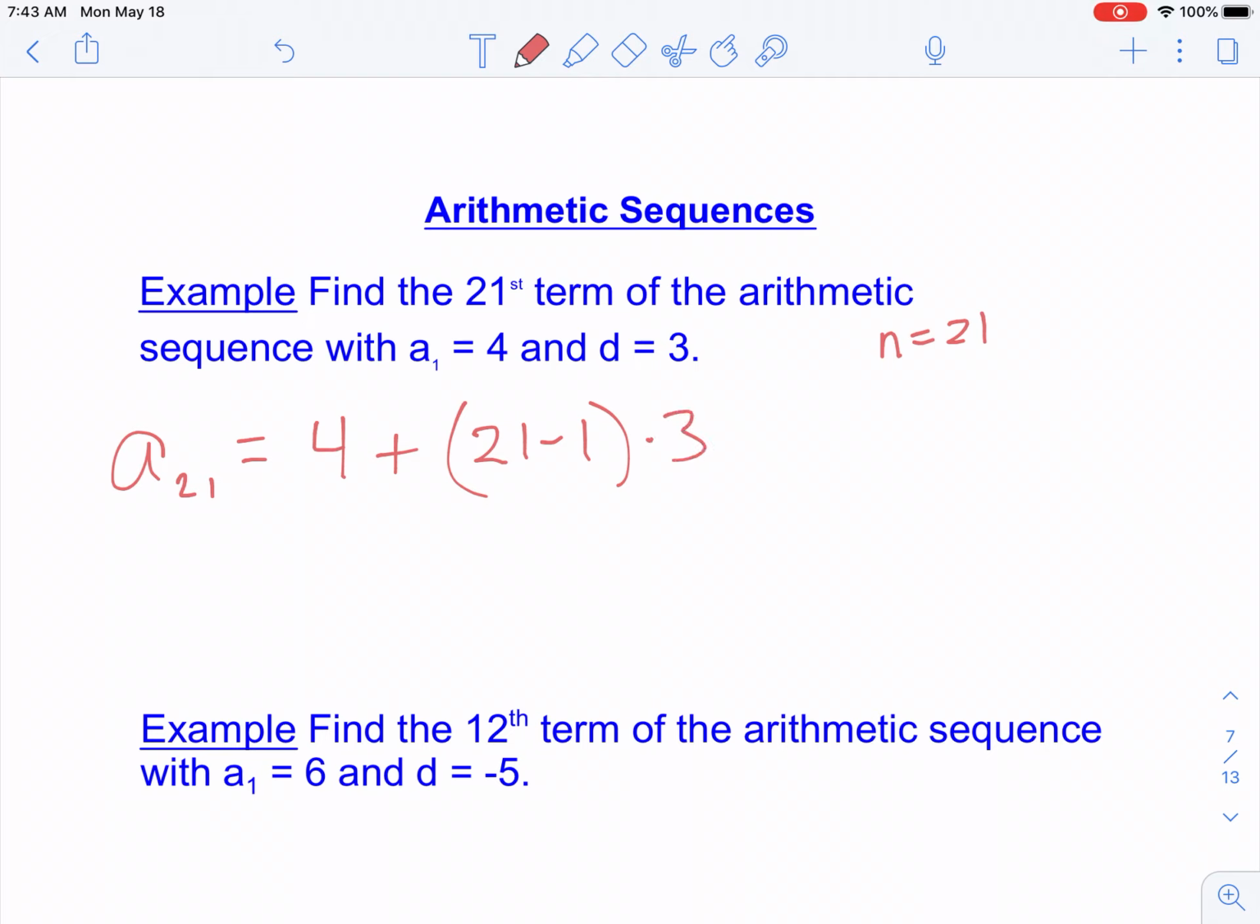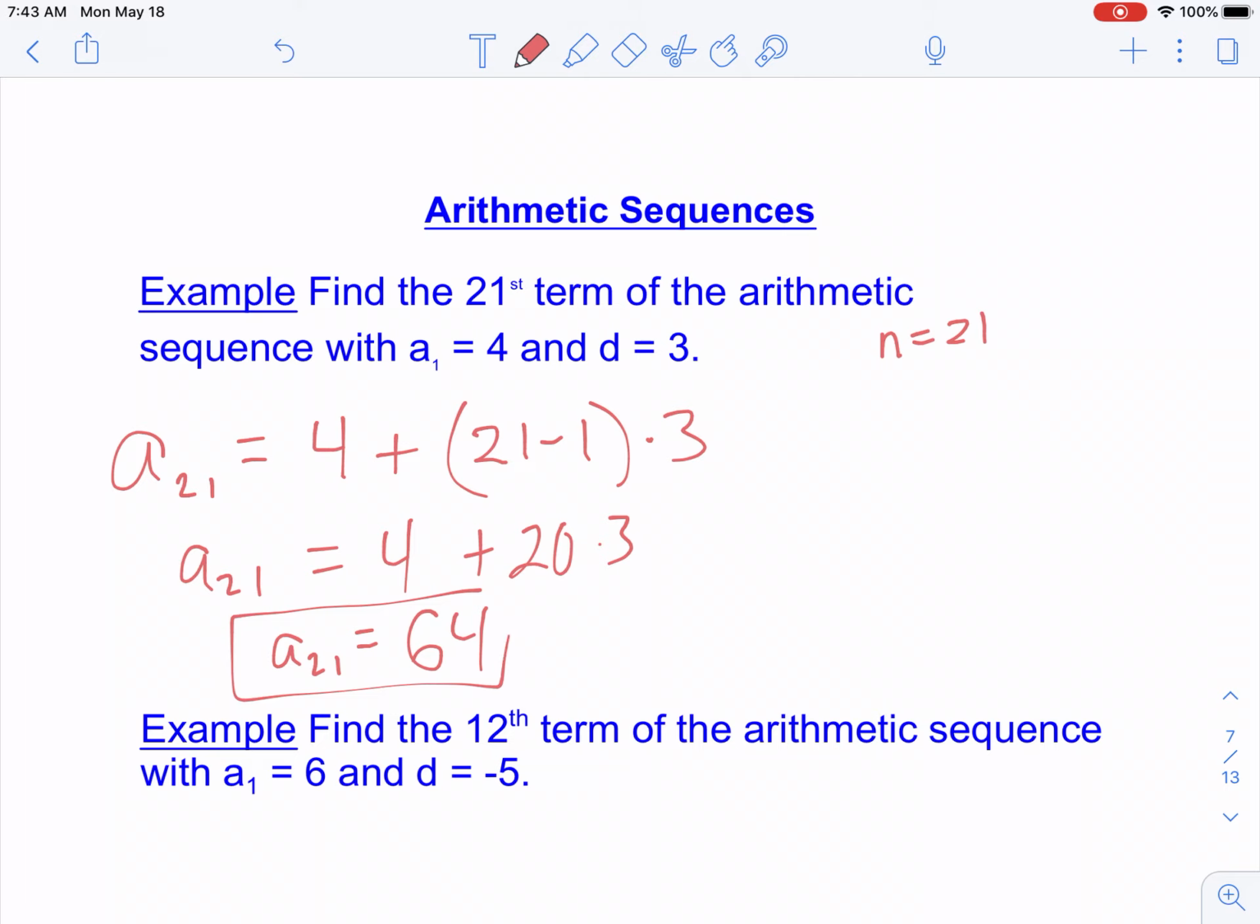So to get to the 21st term, we're going to take our first term 4 and add the common difference 20 times, because that's what 21 minus 1 is, 20 times. So that's what this boils down to. So a21, or in other words, the 21st term, is going to equal 4 plus 60. 20 times 3 is 60, plus 4 is 64. Okay, so this equation is essentially a shortcut.